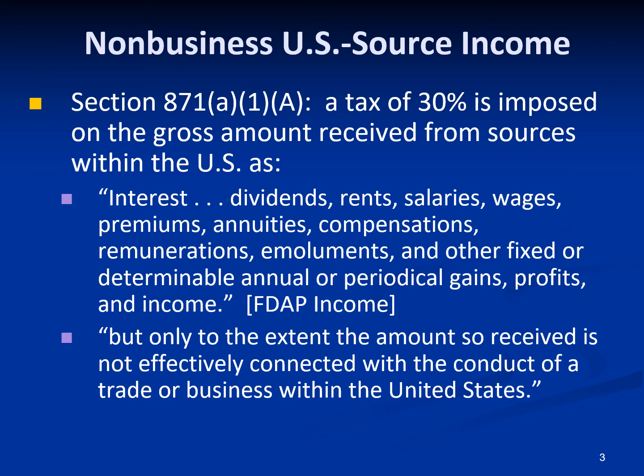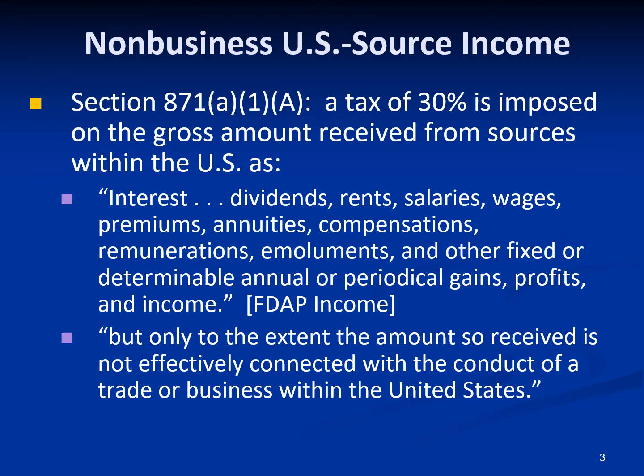This type of income is commonly referred to as FDAP income. That's simply a shorthand phrase that refers to the type of income that is described in Section 871A1A. Notice also the flush language of Section 871A, which says, but only to the extent the amount so received is not effectively connected with the conduct of a trade or business within the United States.